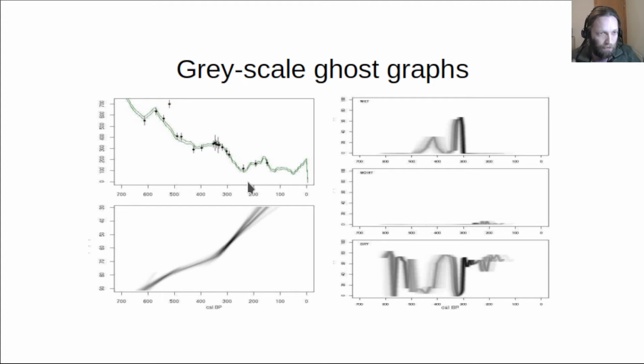And we can plot depth against age, but we can also use the proxies that we measured, our pollen, our pollution, or whatever it is, and plot them against time, where more secure sections are darker than less secure sections.